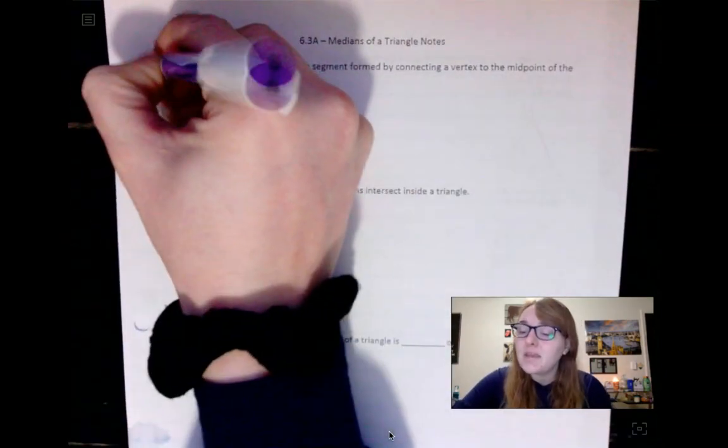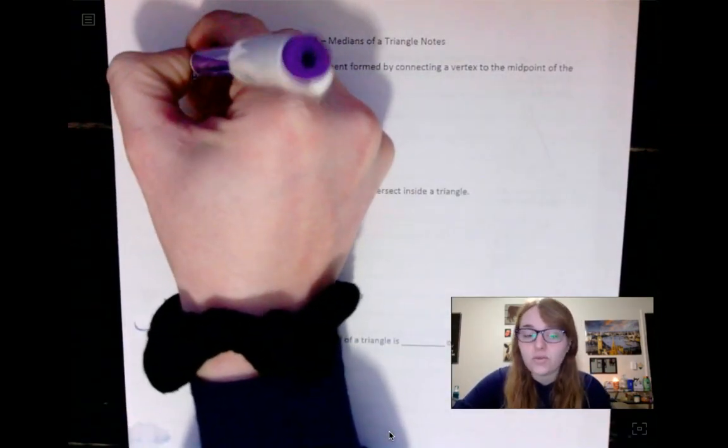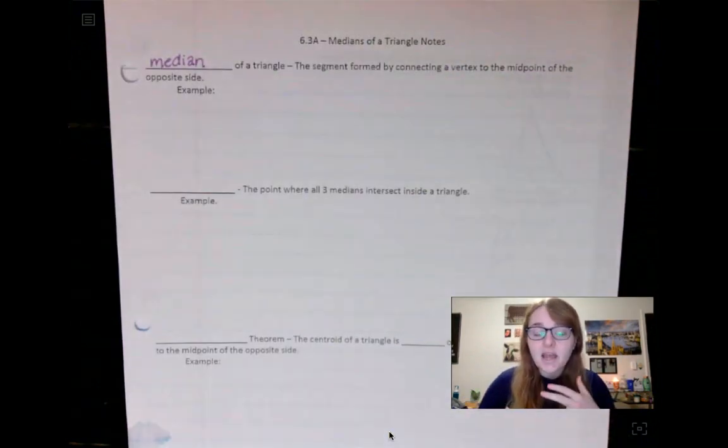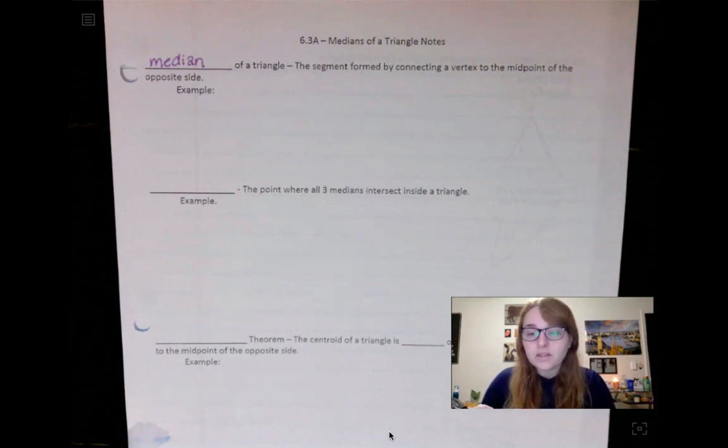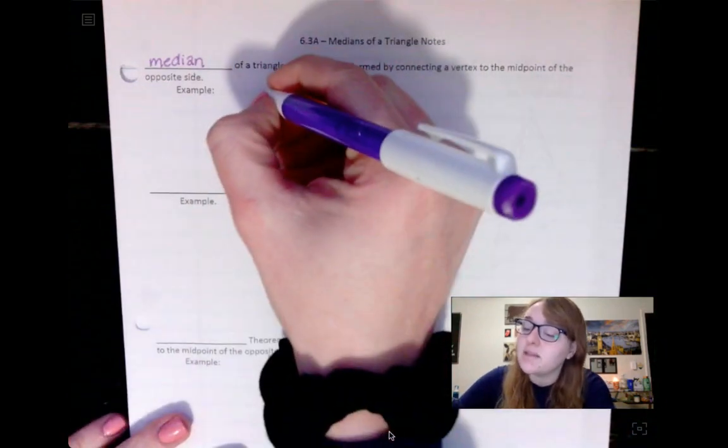Okay, so a median of a triangle is the segment formed by connecting a vertex or a point, like an angle, to the midpoint of the opposite side. And remember, opposite means that it's a side that our angle does not touch. So let's draw a quick example here.